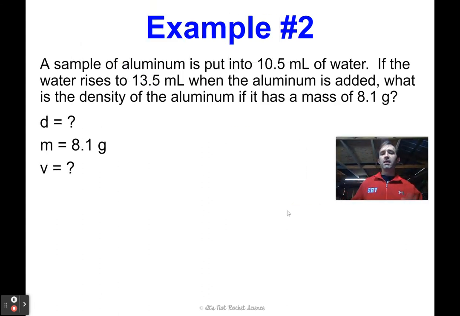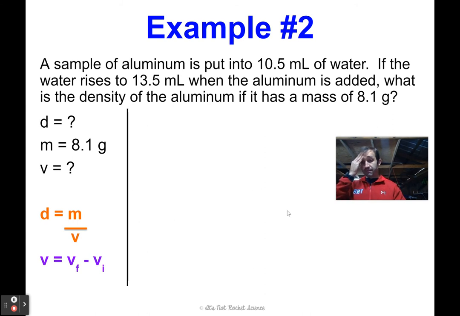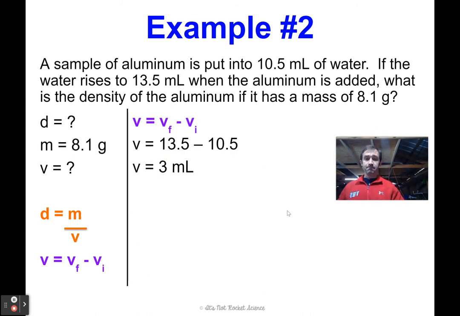All right. So a sample of aluminum is put into 10.5 milliliters of water. If the water rises to 13.5 when the aluminum is added, what is the density of the aluminum? So if it has a mass, guys, this is straightforward, right? Density is mass divided by volume. Okay, it rose 3 milliliters. So we have a mass, we have a volume.